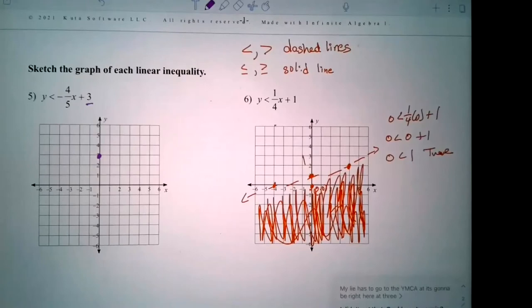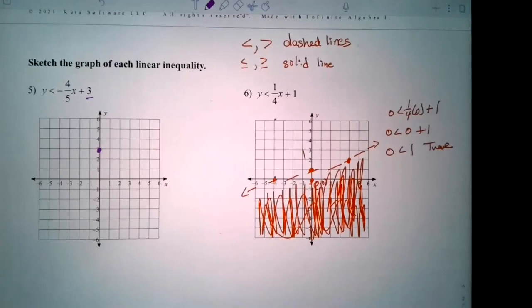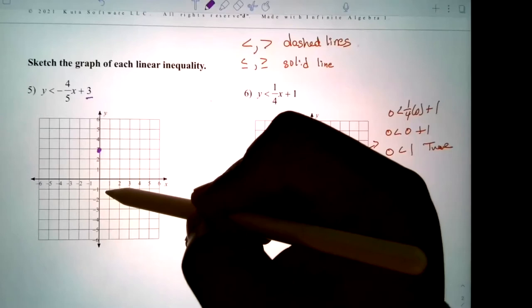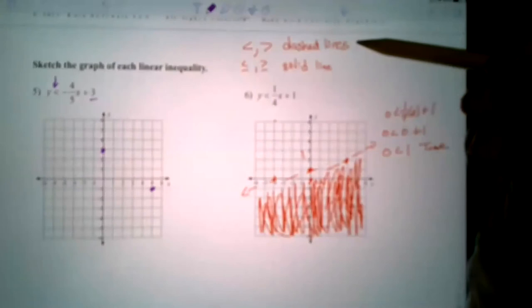All right. Sorry, Siri came up. All right, and so my slope is -4/5. Since it's negative, I can go up and to the left or down and to the right. I don't have enough room to go up and to the left, so I'm going to go down and to the right. I'm going to go down 4, the top number, 1, 2, 3, 4. To the right, the bottom number, 1, 2, 3, 4, 5. All right, and that's as far as I can go. Now, this sign is a dashed line. It's just a less than sign, so it's dashed. So that's how I get my lines.